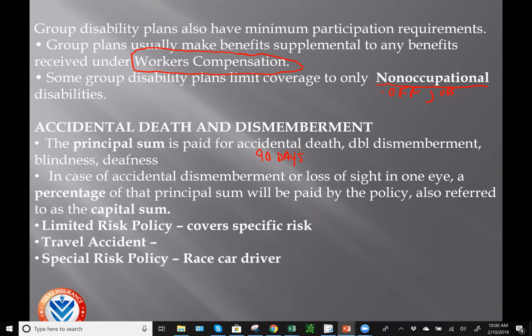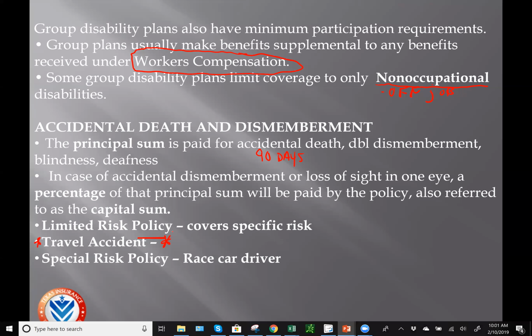Other types of policies, there's limited risk policies, which would just cover specific risk. Travel accident policies, and that's an important concept on travel accident, because if, let's say, you are traveling overseas, outside of the United States, and you have a disability policy here, but let's say you're surfing in Bali, for instance, and you fall off your surfboard and break your leg. Any policy you have here will not cover you, because overseas travel and residence is excluded from your health policies. So that's why you would have to have a travel accident policy.